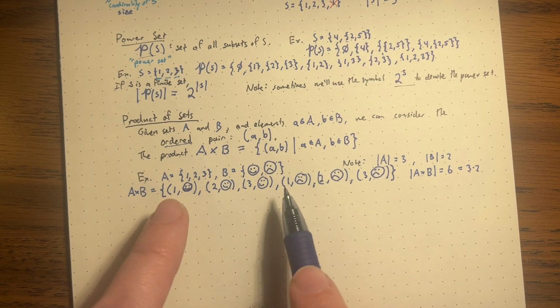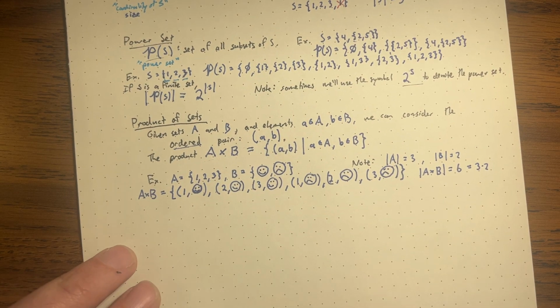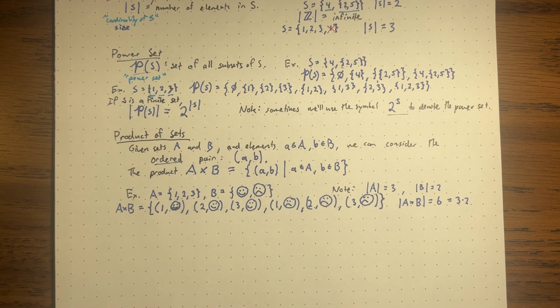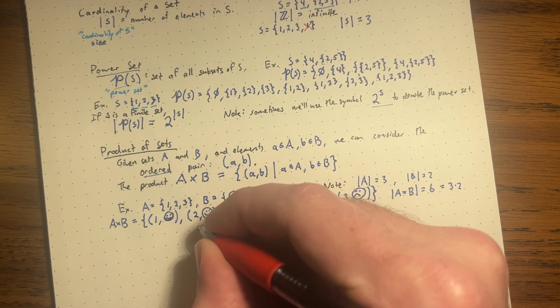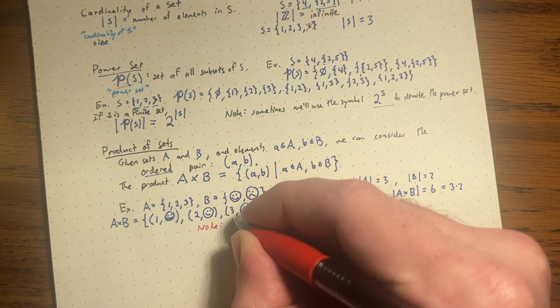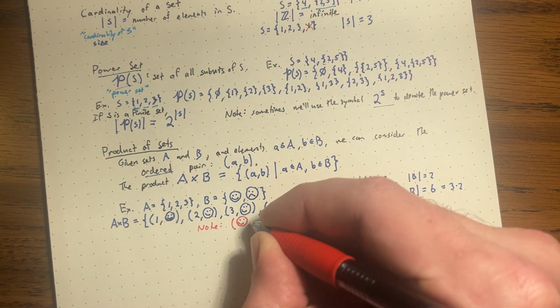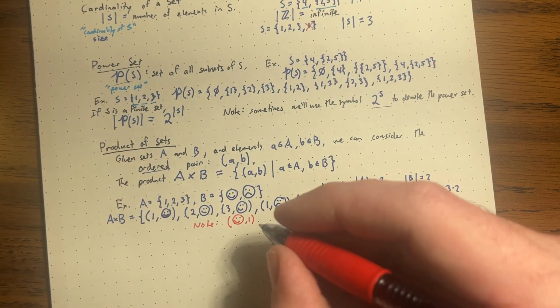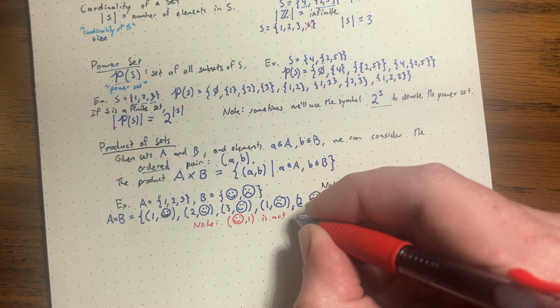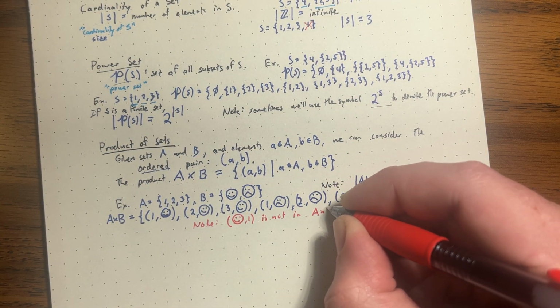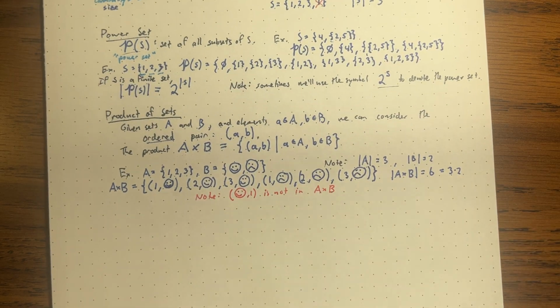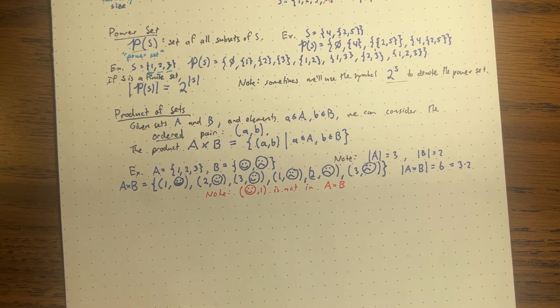Right, but note that the order matters here. So for example, the smiley face, comma 1 is not in this product. It's not in A cross B. That's actually in B cross A, but it's not in A cross B. The order is going to matter here.